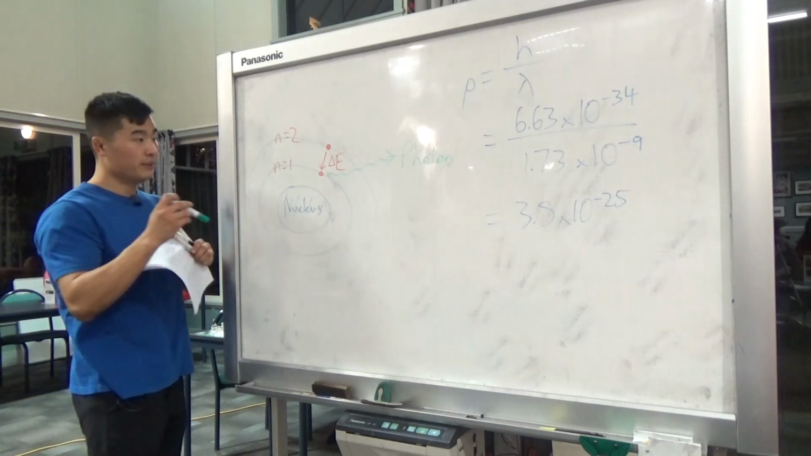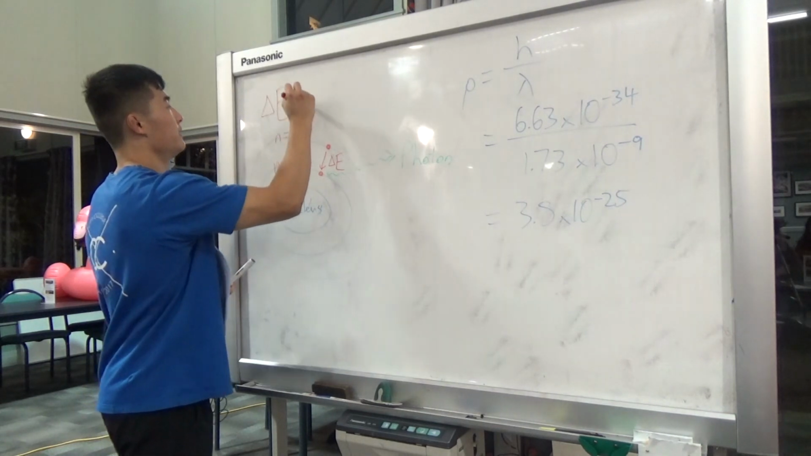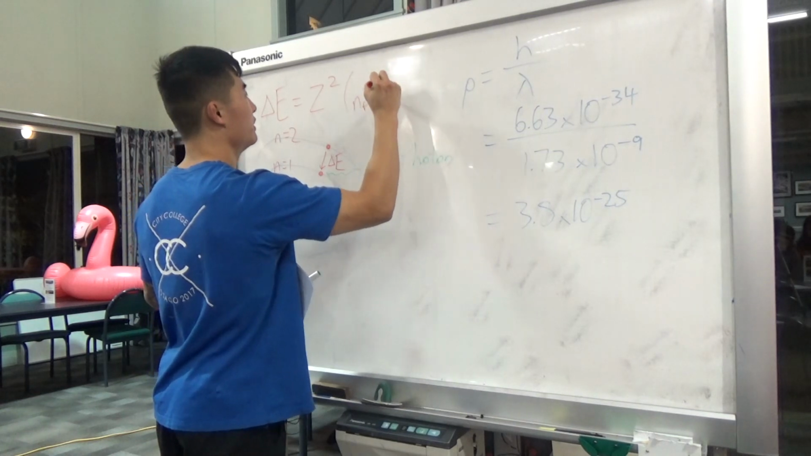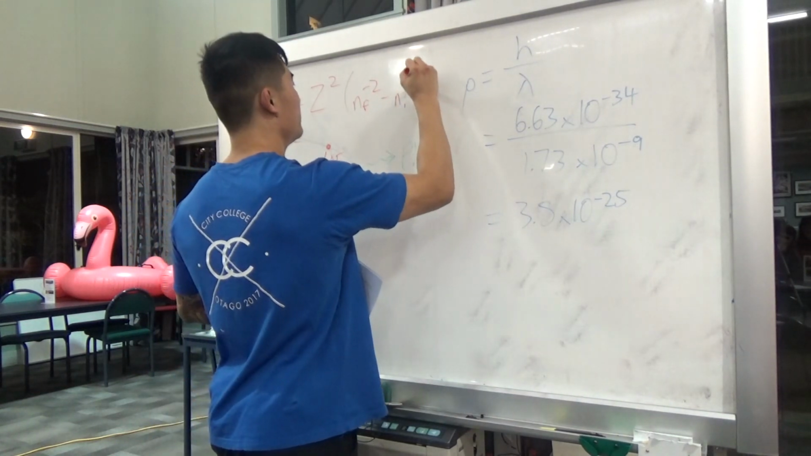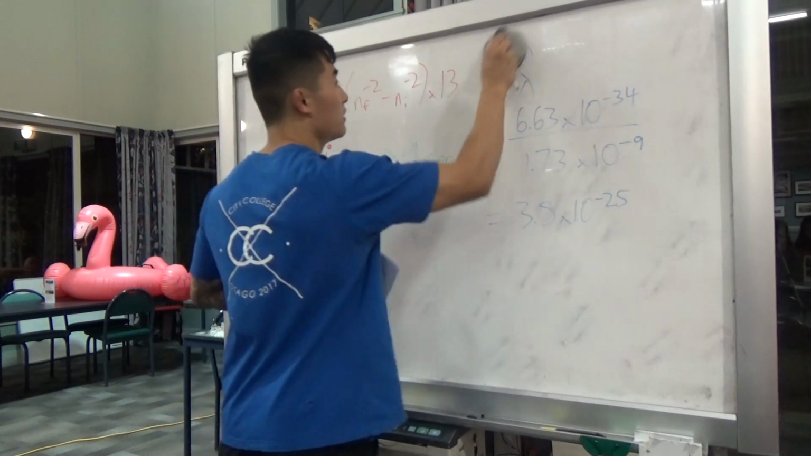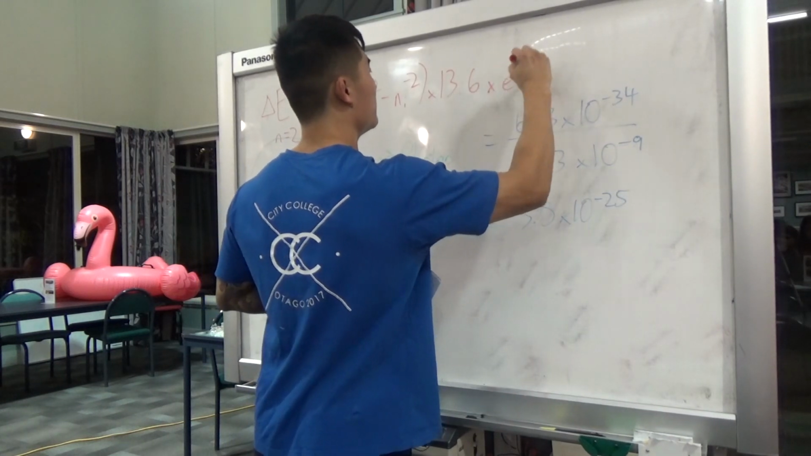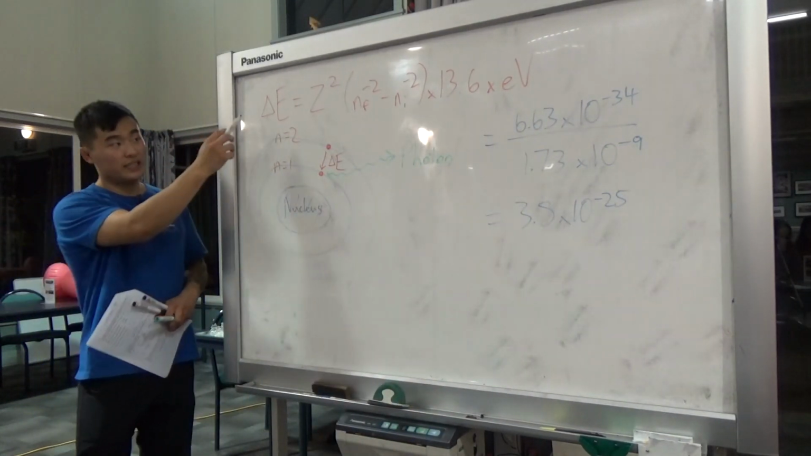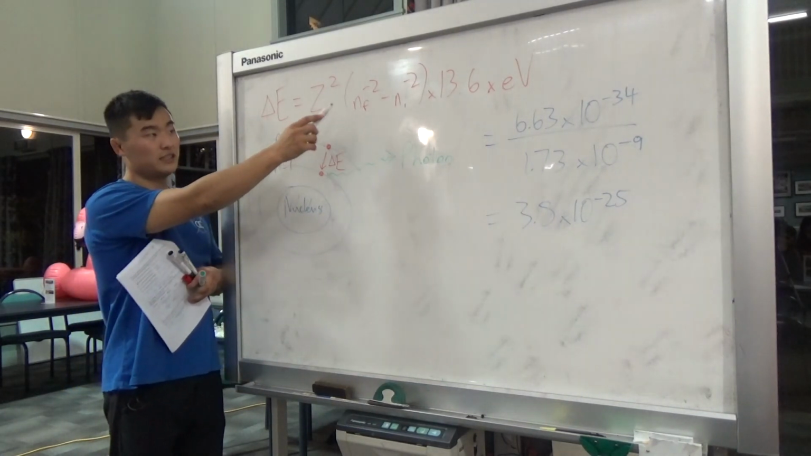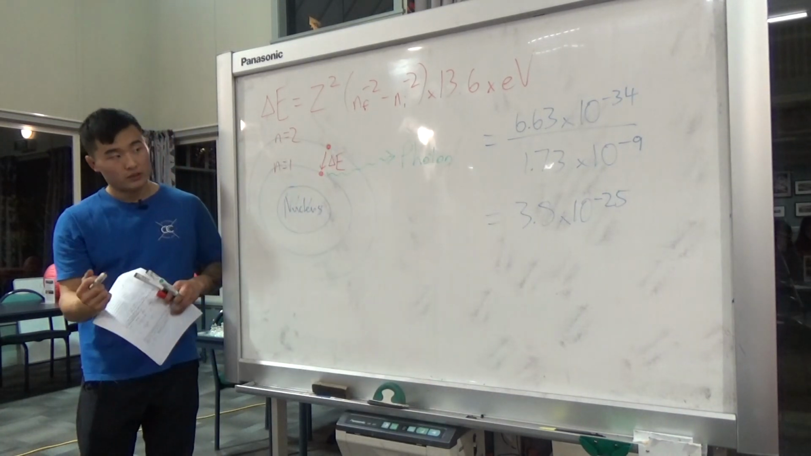Just to jog your memory, that's this equation here. So delta E is equal to Z squared times (n_f to the negative 2 minus n_i to the negative 2) times 13.6 eV. Okay, so that's the equation that you can use to calculate the change in energy levels if you know the number of protons and the number of the atomic energy levels that they move to. Okay.